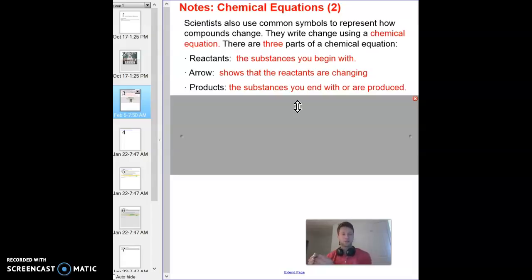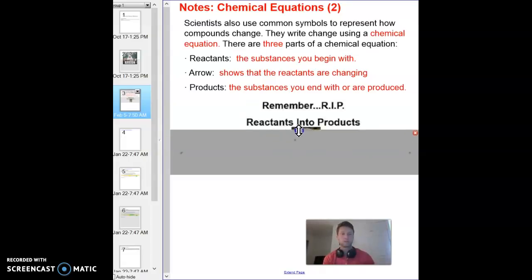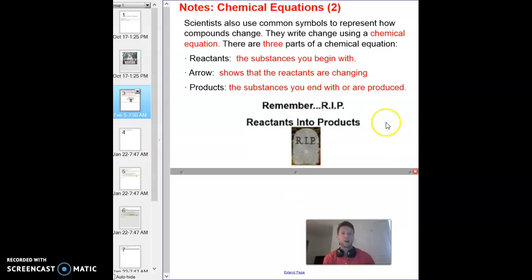So reactants are what we start with. The arrow shows change, and the products are what we end up with. The way I remember this is RIP, reactants into products. So if you're ever confused about where the reactants and where the products are, think about that: RIP, reactants into products.